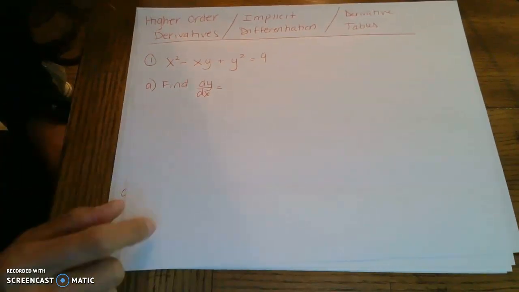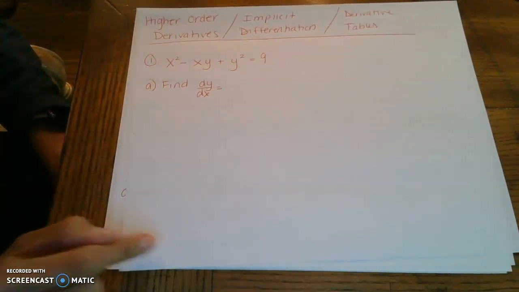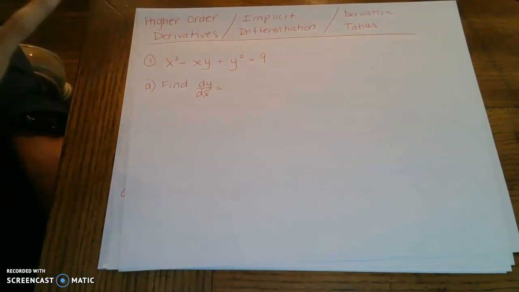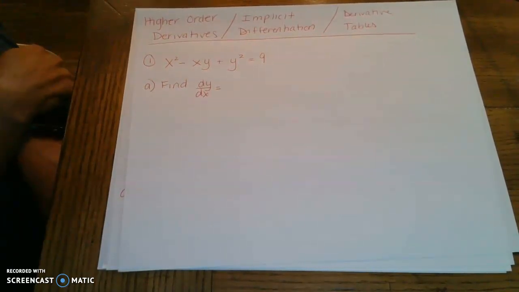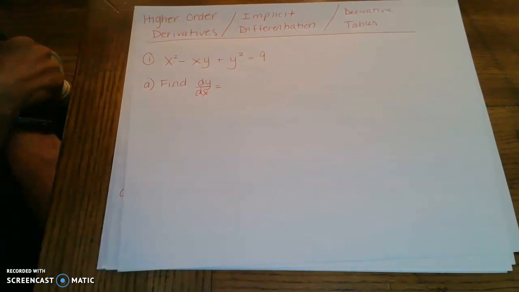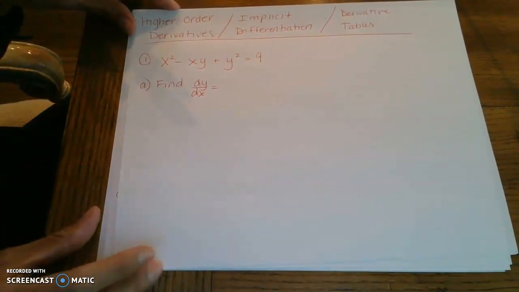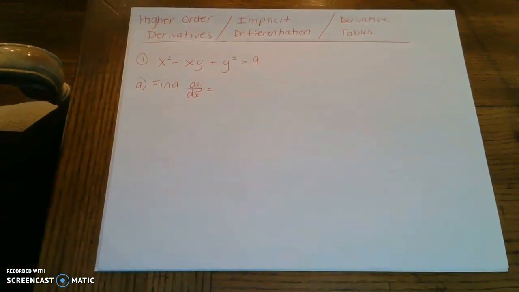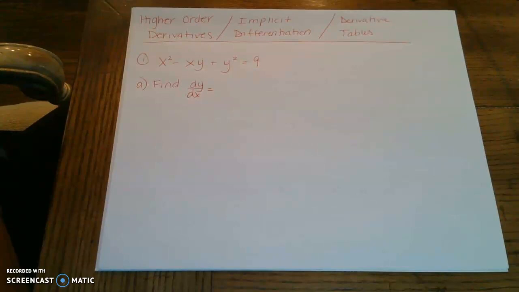Okay, so we are at the higher order derivatives, implicit differentiation, derivatives tables. That whole unit we're finishing up and wrapping this up. This is a review sheet that I asked you to print or copy down. I'm going to do number 1 and number 3 and 5A with you. The rest will be homework.